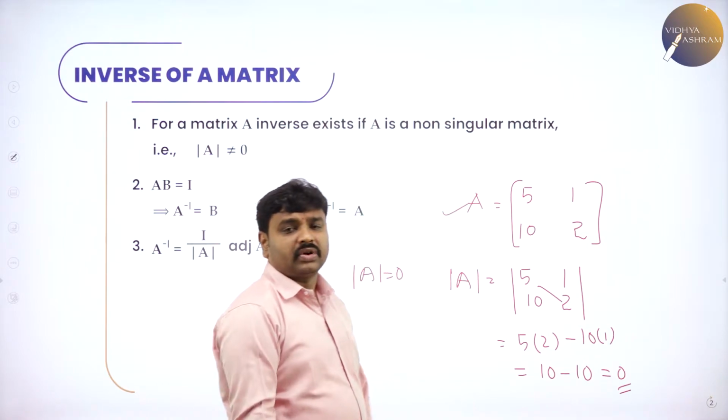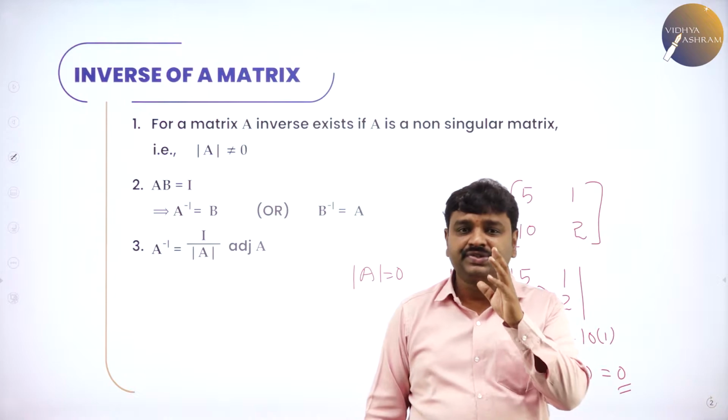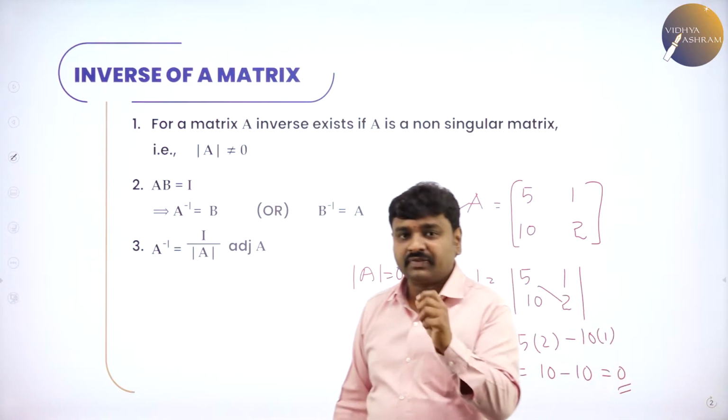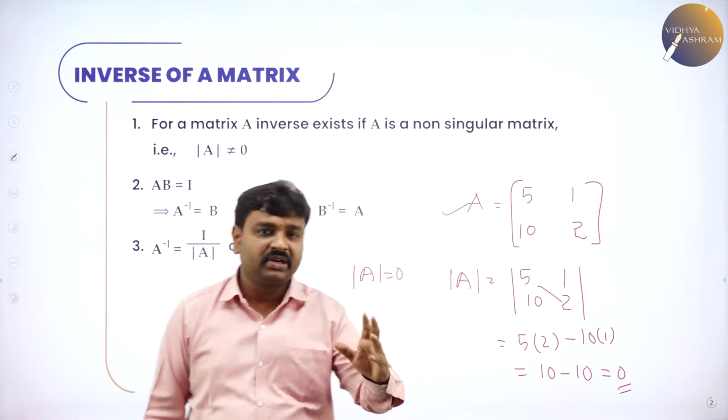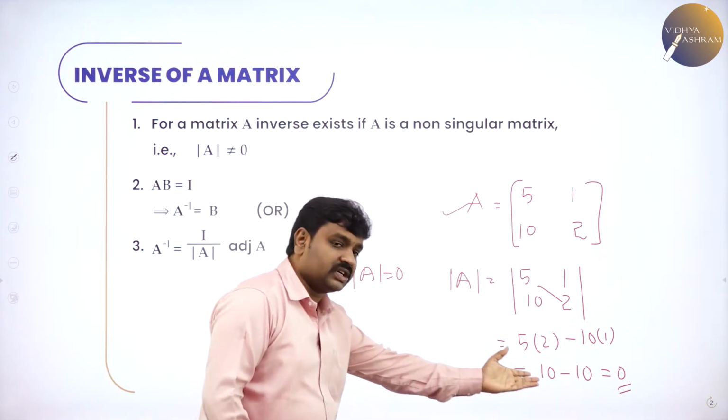Therefore, this is singular. What is singular matrix? A matrix is said to be singular matrix if its determinant is 0. If you get determinant of a matrix is 0, we call it a singular matrix. Now I wrote A, I can say A is singular. Why? Because determinant is 0.